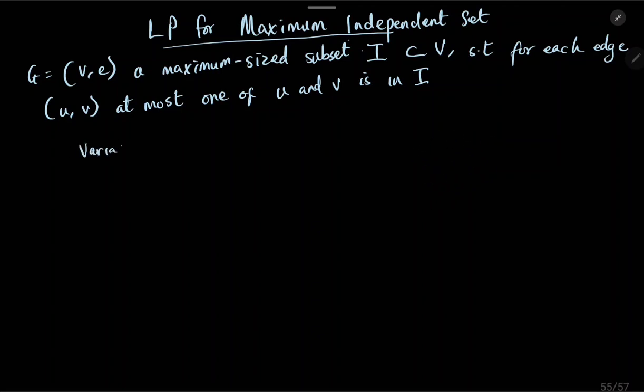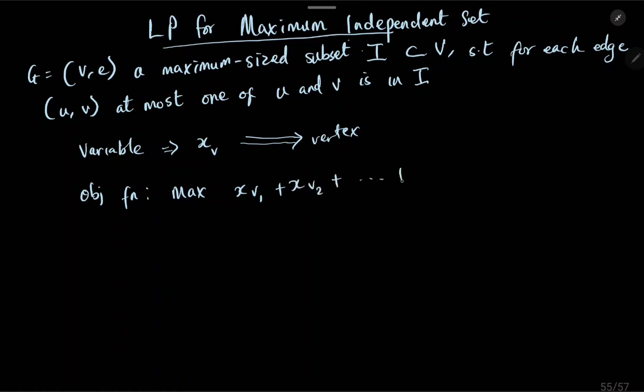First of all, our variables. Just like in the vertex cover case, we're going to use xv, where v is the vertex, right? We use this to represent a vertex. And our objective function here, just as you have seen in this definition, is to maximize. So we want to find the max of xv1 plus xv2 plus up to xvn. And then we define our constraints.